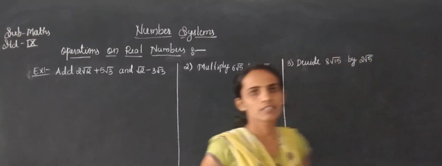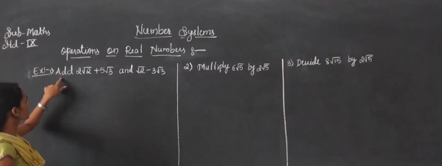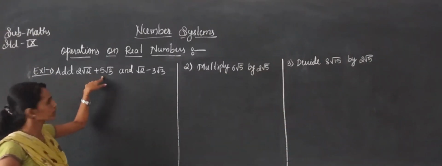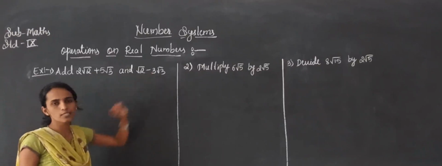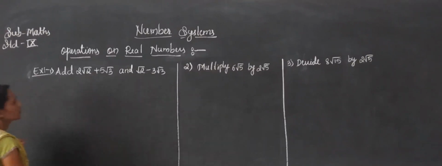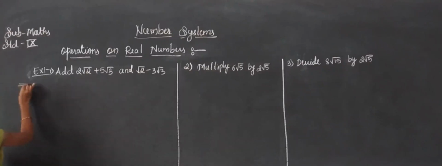So next examples on operation on real numbers: addition, multiplication and division. The first one is: add 2 root 2 plus 5 root 3 and root 2 minus 3 root 3. So how do we solve this example? The solution: what they asked here is to add. Add means we have to do addition here.